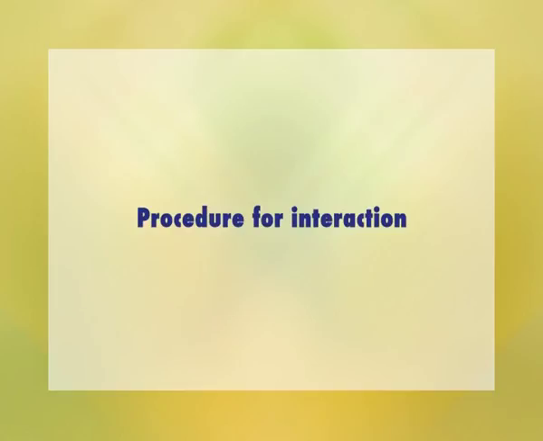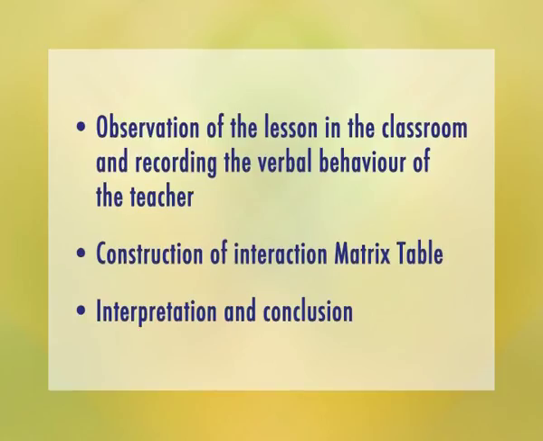After this, students, let us discuss the procedure for interaction. The procedure for interaction analysis involves these steps. Number 1, observation of the lesson in the classroom and recording the verbal behavior of the teacher in terms of the 10 categories suggested by Flanders. Second, construction of the interaction matrix table. And number 3rd, interpretation and conclusion. Let us describe these 3 steps for better comprehension.